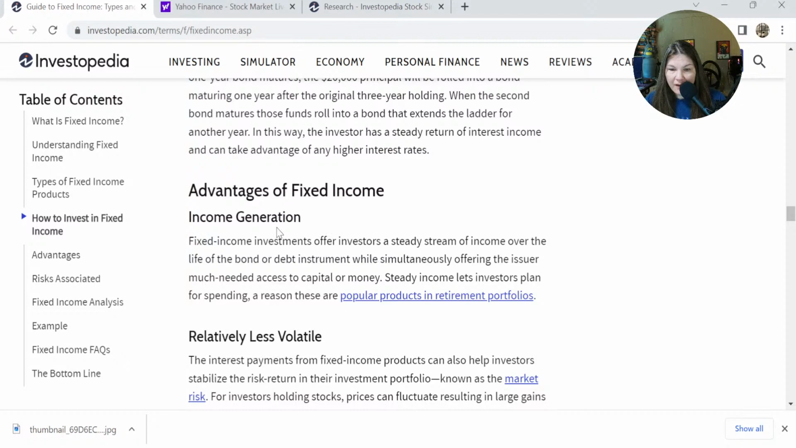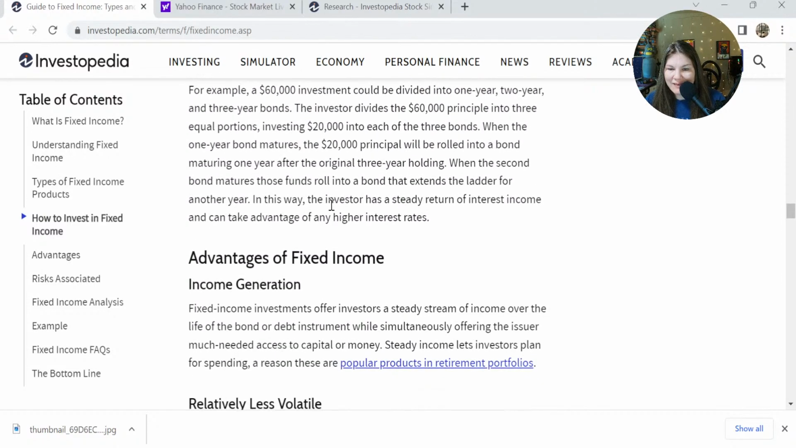So, advantages of fixed income. Income generation. Fixed income investments offer investors a steady stream of income over the life of the bond. So you're not just putting your money in, guys. You put your money in and they give you a little bit of money as you're waiting.